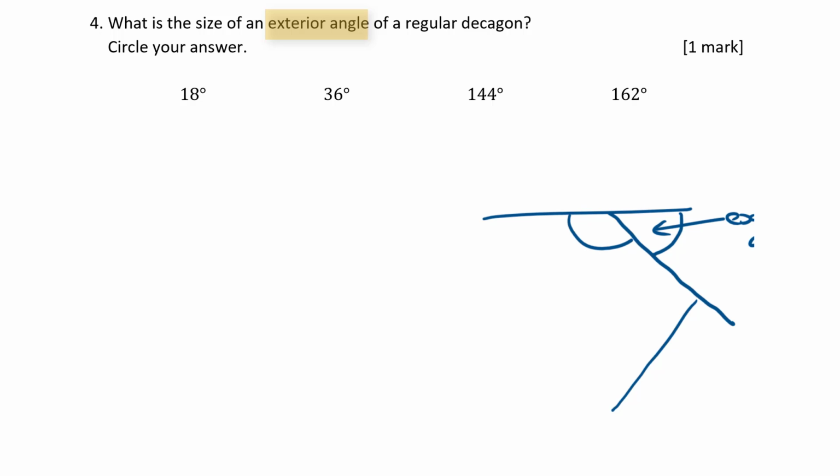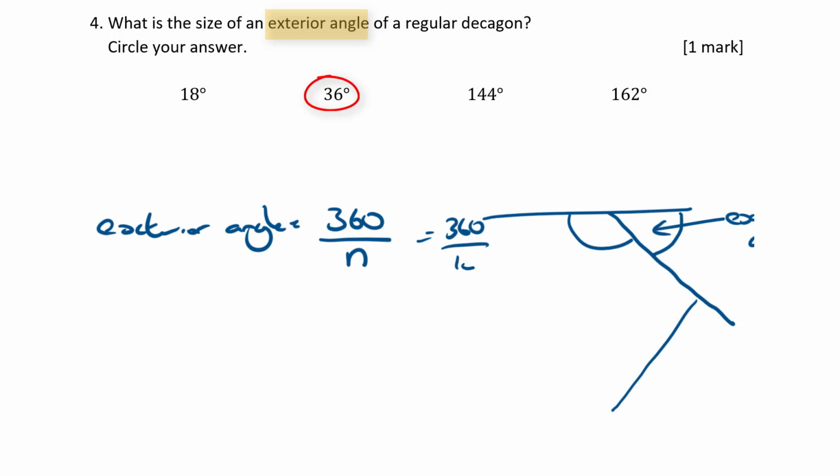And there's a formula for finding it. The exterior angle in a regular polygon is just 360 degrees divided by the number of sides. So a decagon has got 10 sides, isn't it? Okay, so dividing 360 by 10 is going to give me 36. So it's that one there.